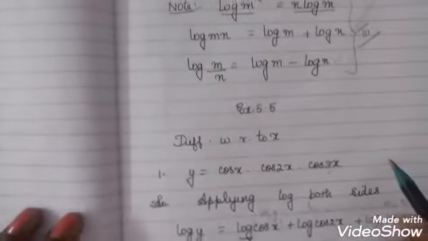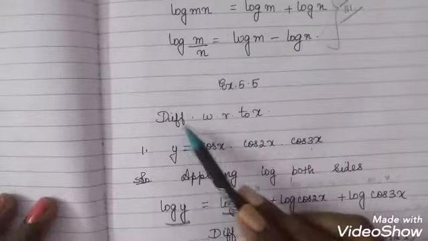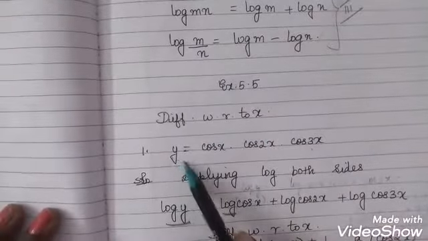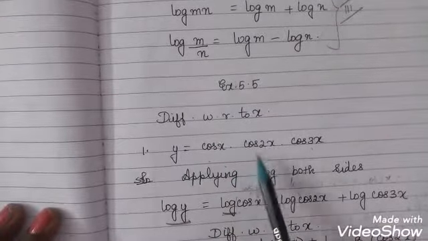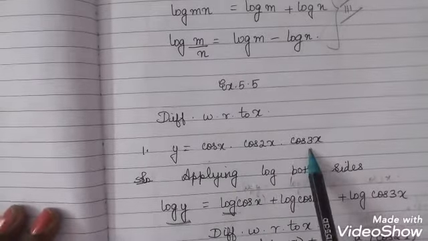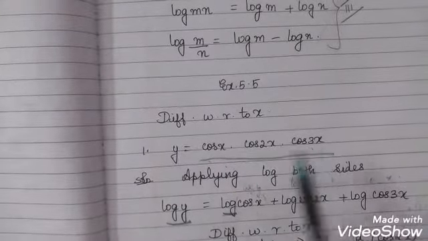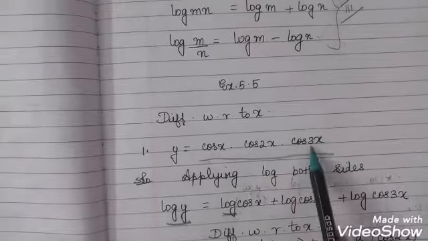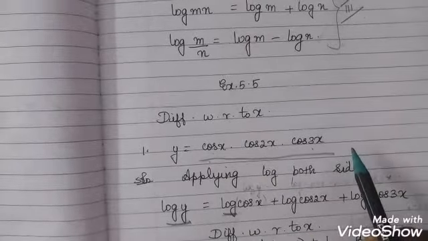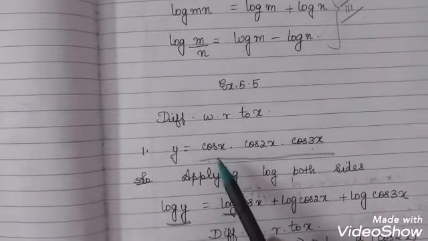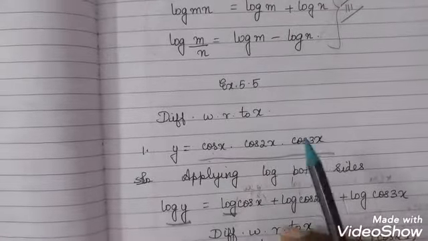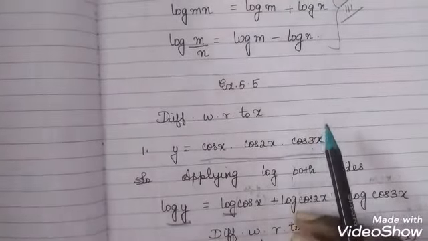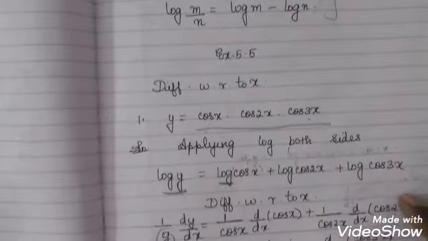What is this exercise 5.5? You've got to differentiate with respect to x: y equal to cos x into cos 2x into cos 3x. There are two methods to do this. One is you'll have to use a trigonometric formula and expand it. That method I'll rule out now because we are using only the logarithmic rule here.